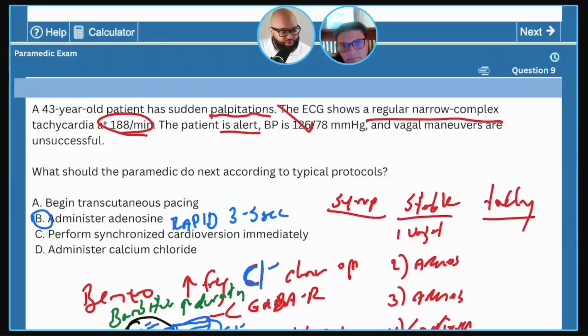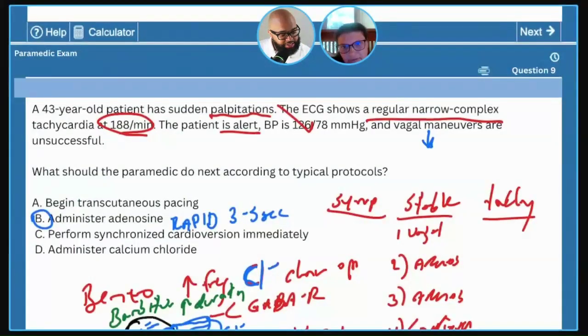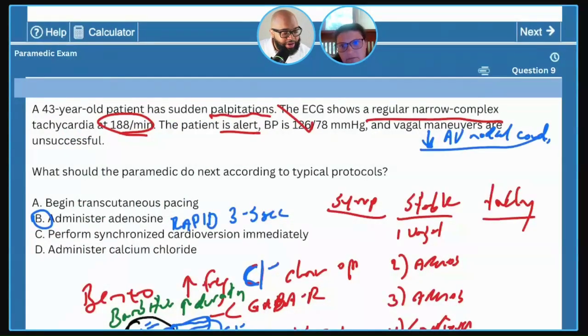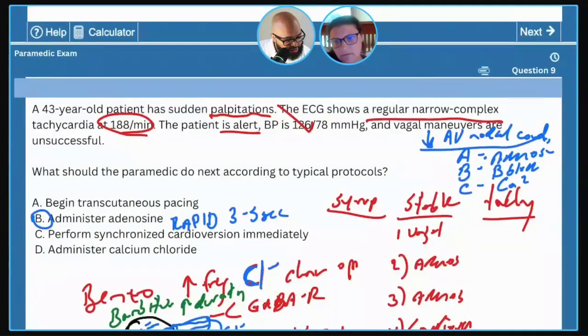How does adenosine work? It decreases AV nodal conduction. Yeah, that's just a fancy way of saying it slows down the heart rate. There are 3 ways we decrease AV nodal conduction, or slow down heart rate, and these are our ABCs. The A is adenosine, beta blocker, and calcium channel blocker.